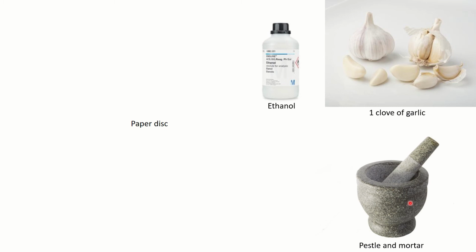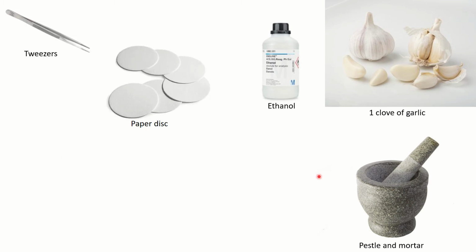Okay. Then what you need to do is get some paper discs. You're going to hold them with the tweezers, and then you're going to dip it into the garlic. Then you're going to let it rest on the side for a bit so that the ethanol evaporates, because we don't want the ethanol to really be a part of the investigation. We're not measuring how much ethanol is antimicrobial. We're looking at the power of garlic as an antimicrobial.